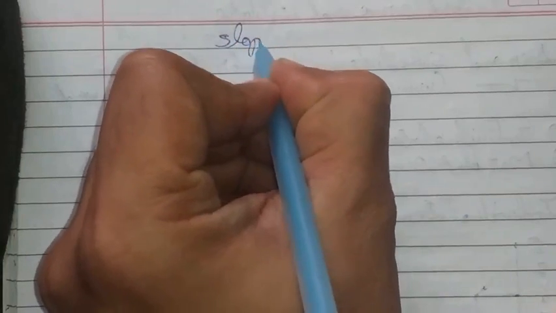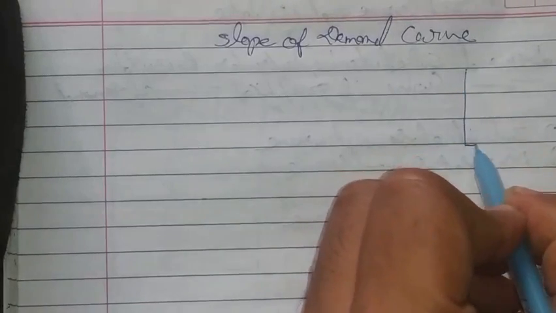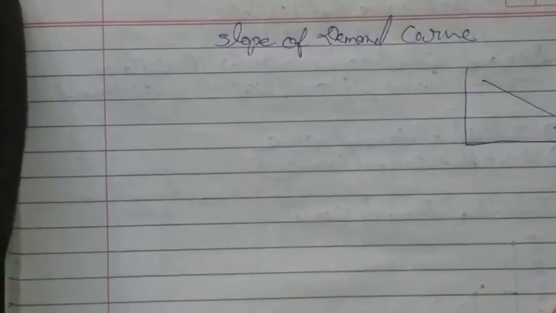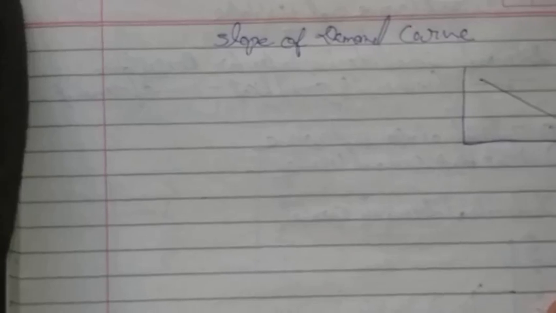Good morning, students. Today we will talk about the slope of the demand curve. As you have seen in previous videos, the demand curve moves downwards from left to right. So what its slope indicates, and what relation it gives between the price and the quantity demanded, that we will study today.